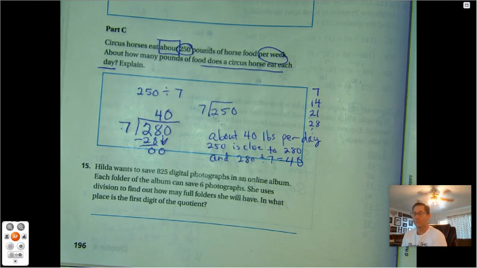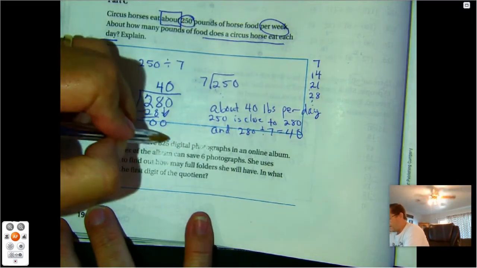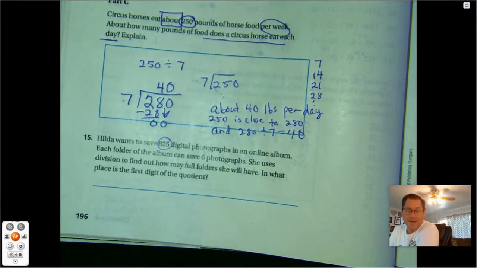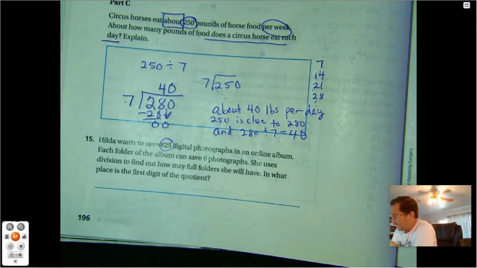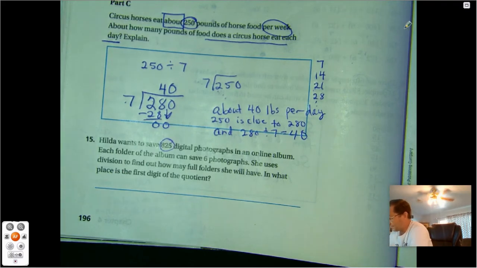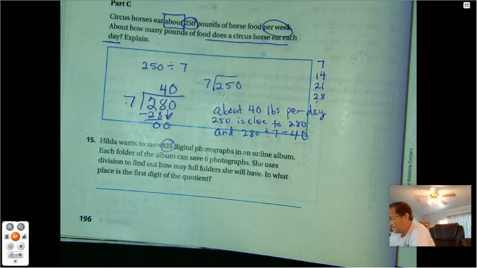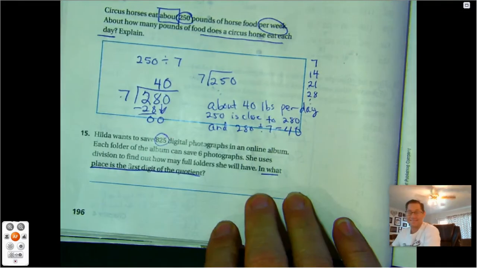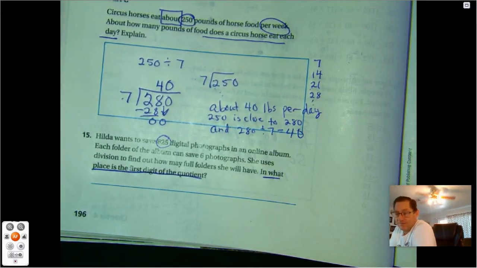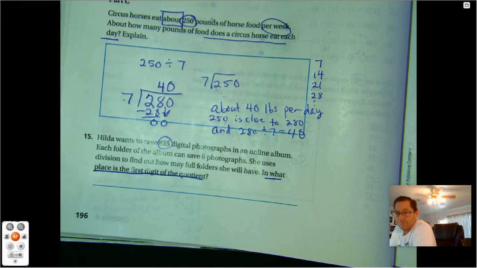15. Hilda wants to save 825 digital photographs in an online album. Each folder of the album can save 6 photographs. She uses division to find out how many full folders she will have. In what place is the first digit of the quotient? Of the quotient, not of the first quotient, of the quotient.